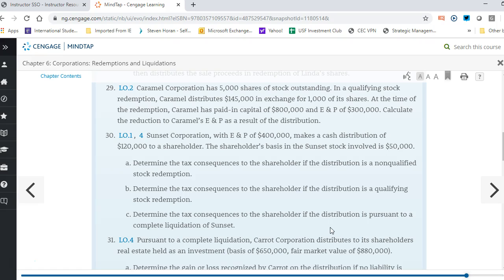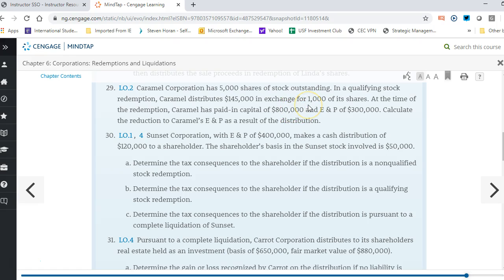Question 29. Carmel Corp has 5,000 shares of stock outstanding in a qualifying, keyword there is qualifying, stock redemption. They distribute 145 in exchange for 1,000 shares. At the time of the redemption, Carmel has paid-in capital of 800,000 and 300,000 of E&P. Calculate the reduction in their E&P as a result of the distribution.